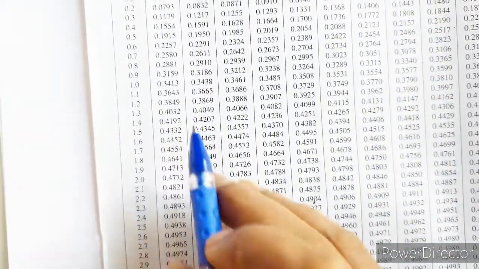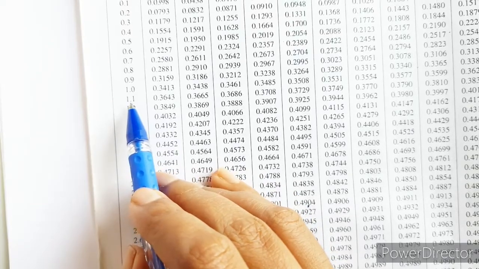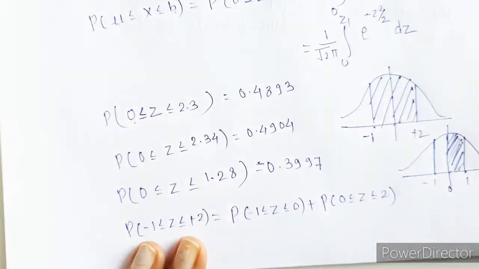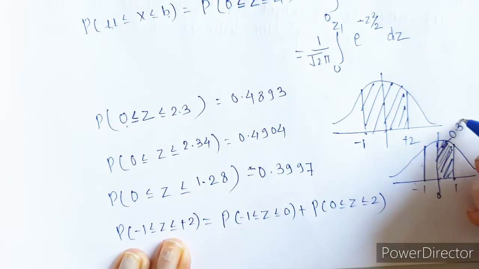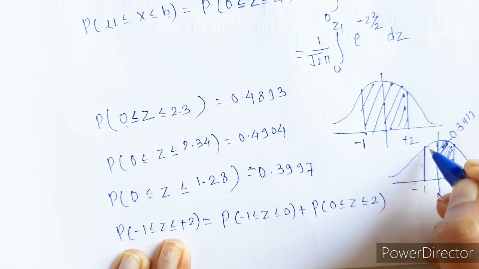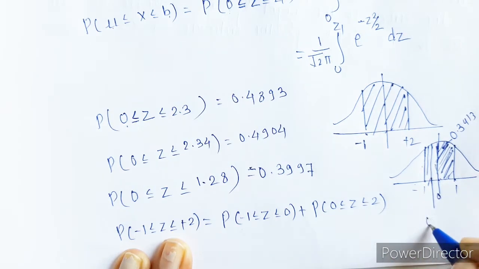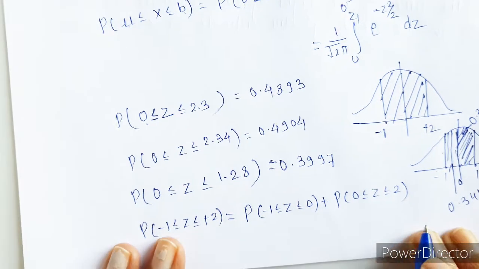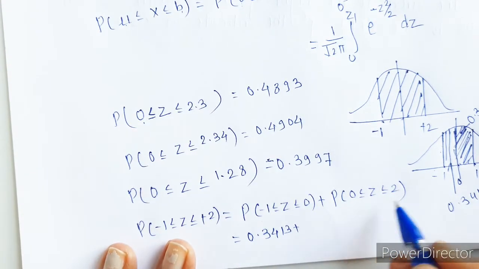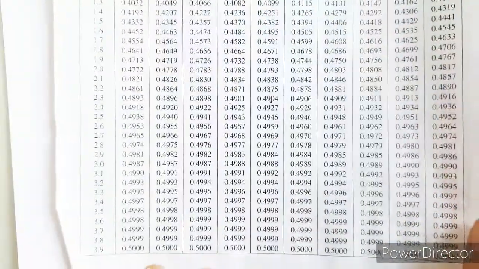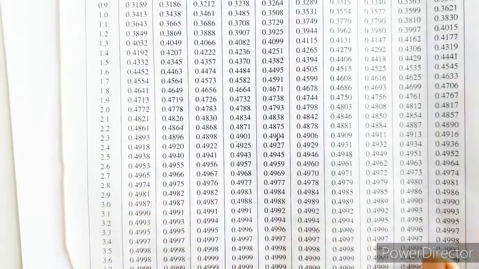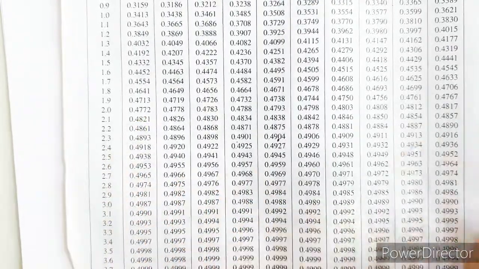Here we have 1.00, so it is 0.3413. So this area is 0.3413, and this area will also be 0.3413. Now we need to find the area from 0 to 2. Just look at 2.00. It is 0.4772.